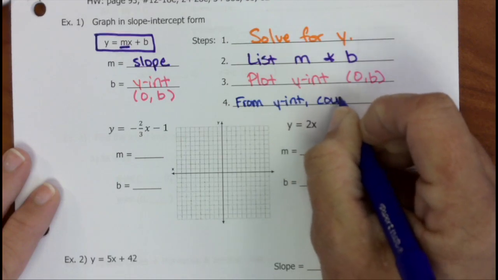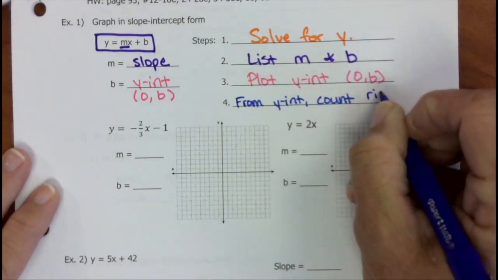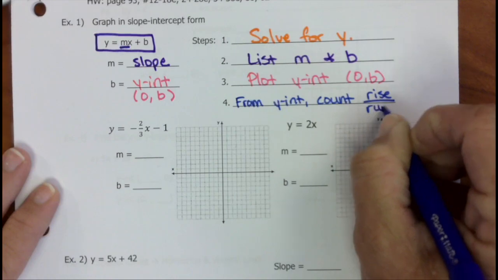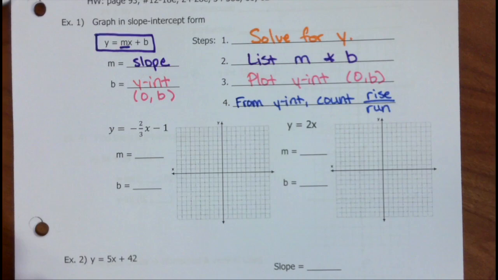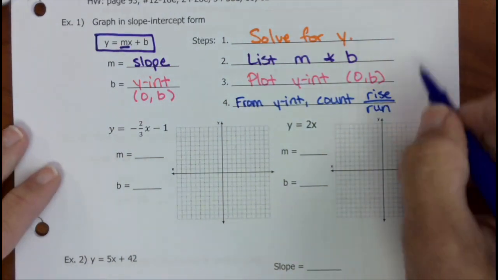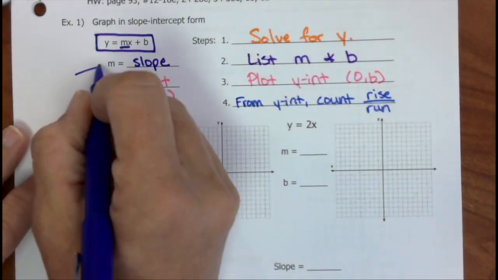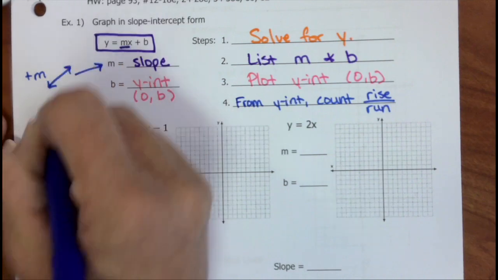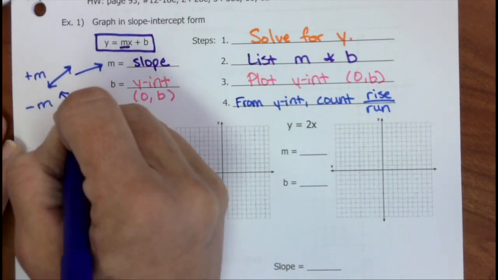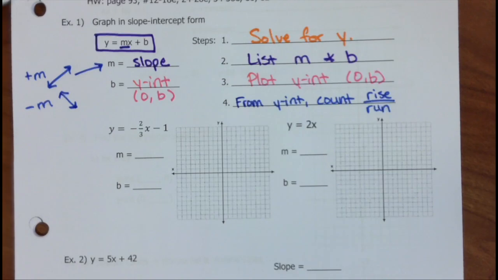And then the last thing is to, from the y-intercept, count rise over run. One thing to note on your slope, if it is positive, it should slant up. We talked about this yesterday, a positive slope should slant up, a negative slope should slant down. And make sure you're doing rise over run. Then you can plug it into your calculator and confirm that you did it correctly. Okay?